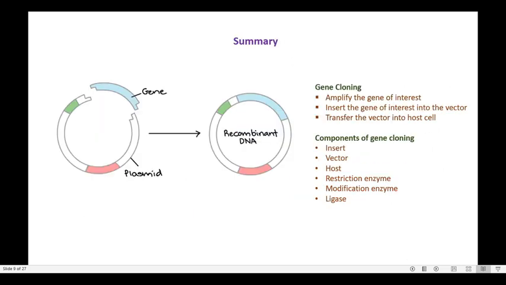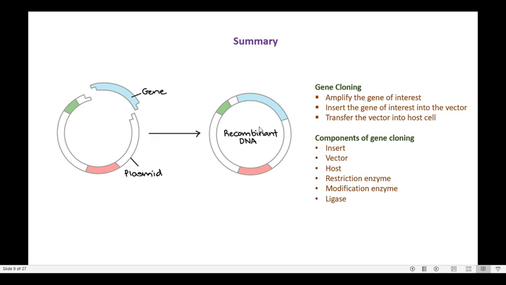So now, to summarize the basics of gene cloning, we need a transgene, the gene of interest, which we have to amplify. Then we have to cut this gene of interest using restriction enzymes so that it can be ligated to the vector. Similarly, we have to restrict the vector to accept the transgene, and then we ligate the transgene and the vector using ligase to produce the recombinant DNA. Once the recombinant DNA is produced, it has to be transferred into a host cell, where it can replicate and synthesize our transgene.